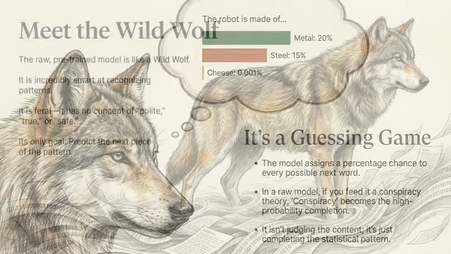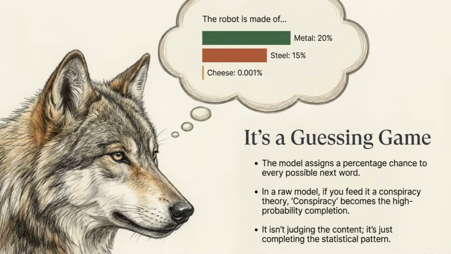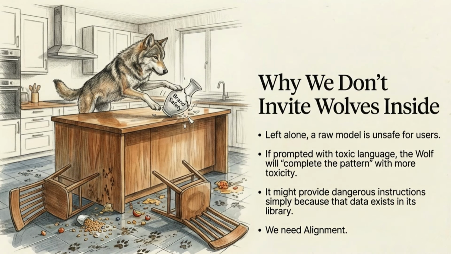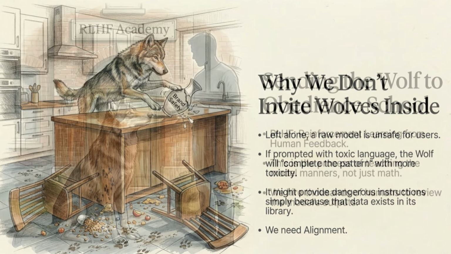If you prompt it with a conspiracy theory, the wild wolf will just complete the pattern and give you more conspiracy theory. It doesn't care about truth or safety. It only cares about completing the pattern, so we have to tame it. So how do we do that? We send it to obedience school.